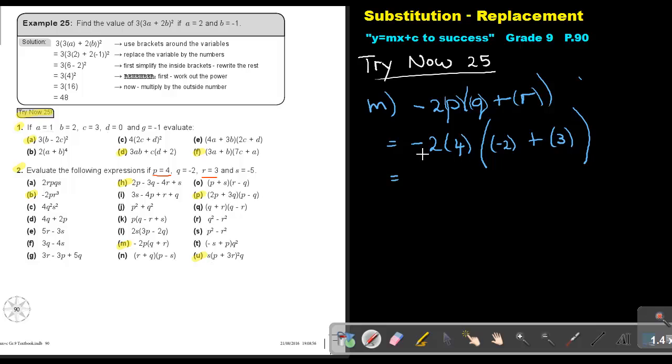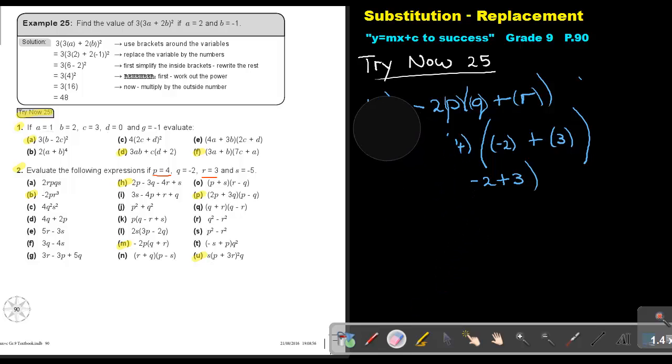Okay, so negative 2 times 4, there's no power, so I can multiply it. So it's negative 8. Then it's going to be negative 2 plus 3. And if I'm going to look at that, it's going to give me an answer of 1. 3 minus 2, that's 1. And if I multiply this, this is just going to be negative 8. Okay, we're going to tackle the last two.